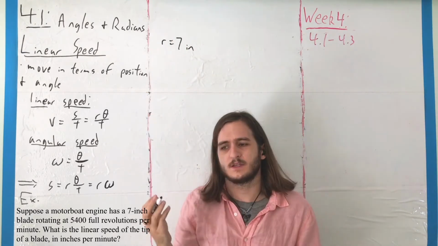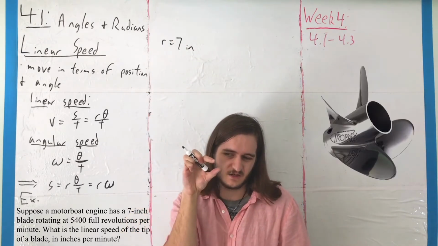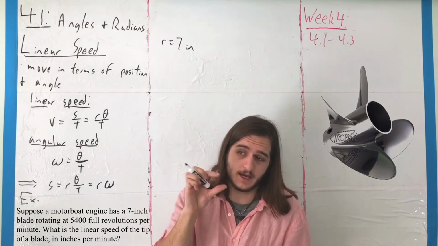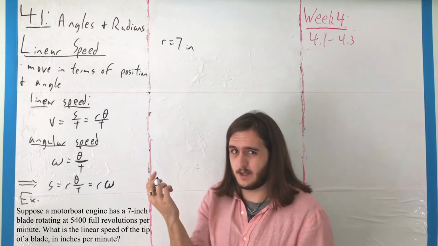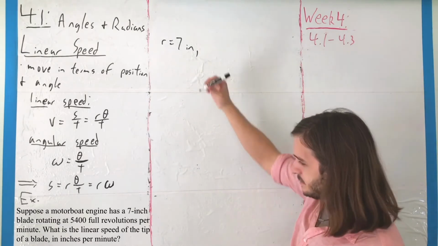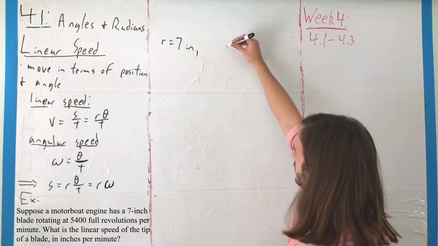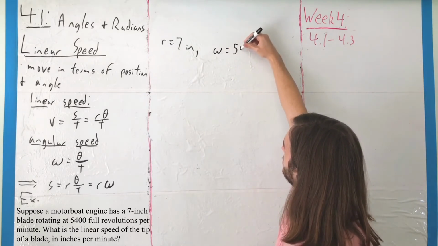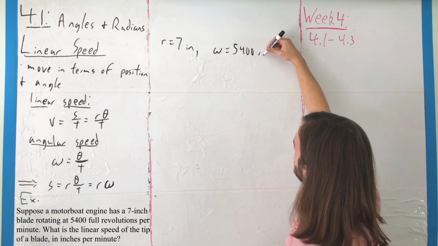It's a bit of an unfair assumption, because you actually have the center of the propeller sometimes, depending on the design, but we'll just say it's 7 inches the length of the blade, because that makes our life a little easier. And then we also have the angular speed here, omega, is given as 5,400 RPM.